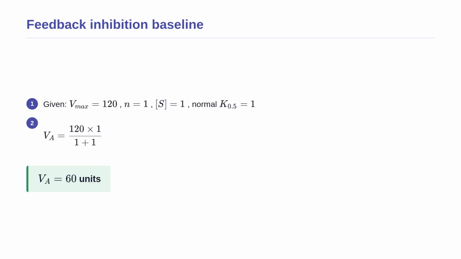Let us calculate how this feedback inhibition looks mathematically. Imagine enzyme A has a maximum velocity of 120, a Hill coefficient of 1, and a constant substrate concentration of 1. Normally, its K0.5 is 1. Plugging these into our simplified Hill equation, the numerator is 120 and the denominator is 2. This gives an initial velocity of 60 units. At this rate, the pathway is happily producing the final product at a steady, healthy pace.